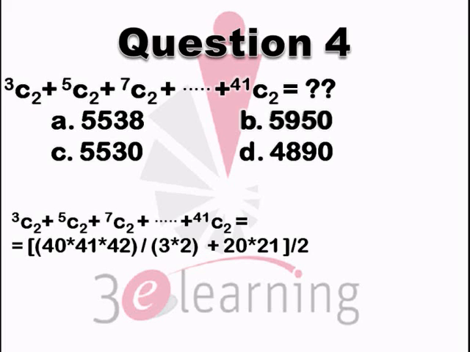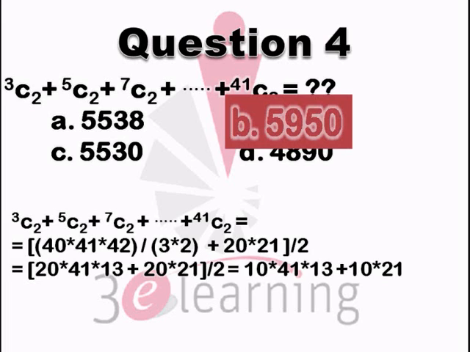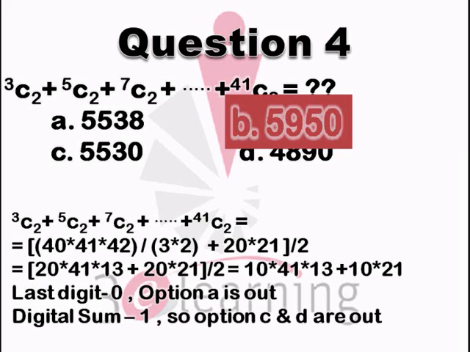There are the 20 bundles from 3 to 41. So it's 20 into 21 divided by 2. After solving this, we will get the value of this one is 5950, means option number B. Or either we can use the last digit concept and the digital sum for this question. Okay, let's check question number 5.